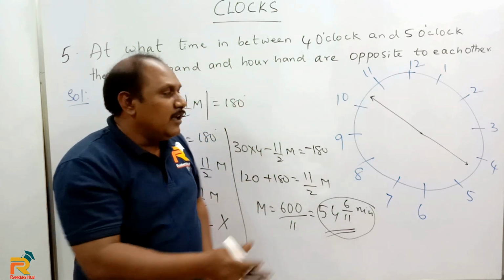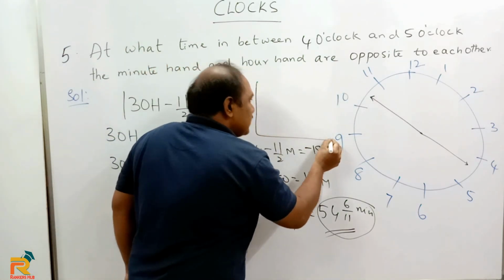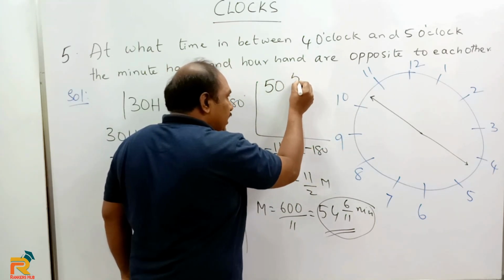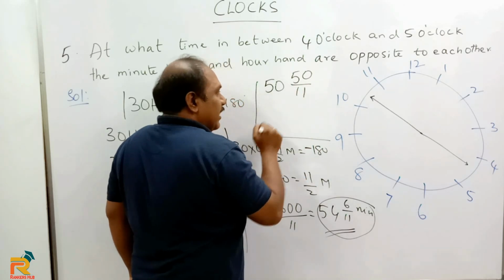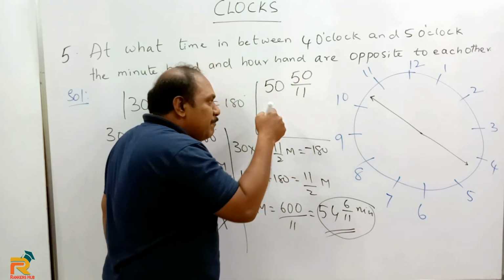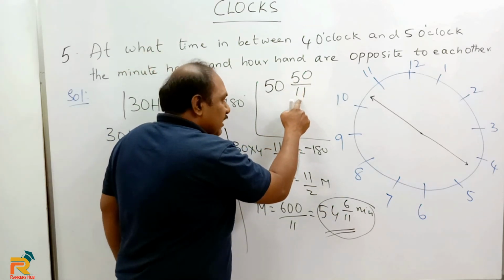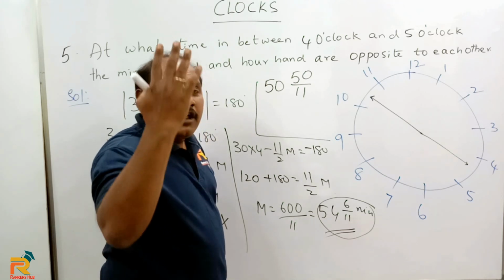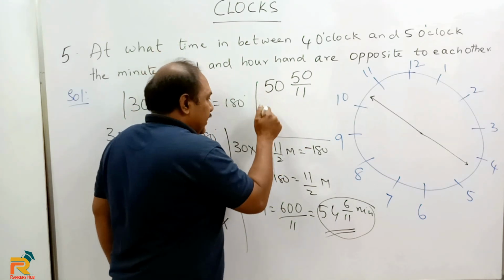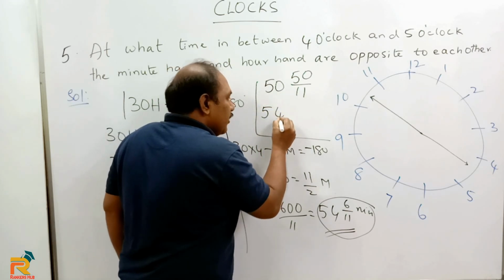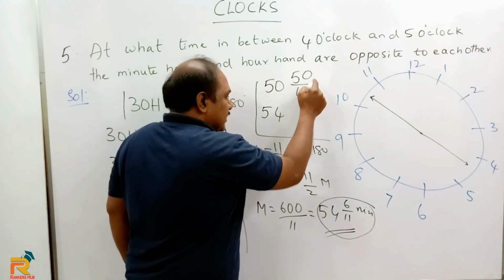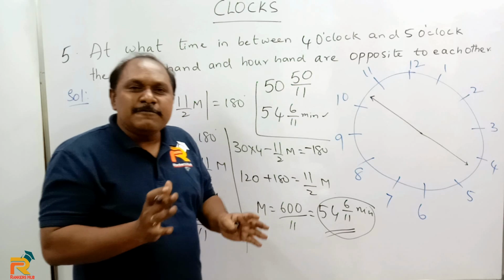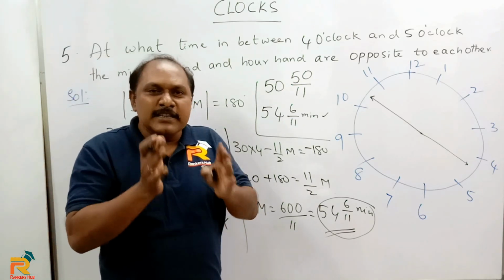Now our shortcut. In this 10 and 11, what is the smallest number? 10. 10 represents how many minutes? 50 minutes. So our answer 50 by 11. Now this 50 by 11 is an improper fraction. So if I divide 50 with 11, what is the quotient you get? 11 4s are 44. Now add that 4 to this 50. So it becomes 50 plus 4, 54. What is the remainder we got? 6. 6 by 11 minutes. Now you only decide which method you want to answer the questions in clocks.